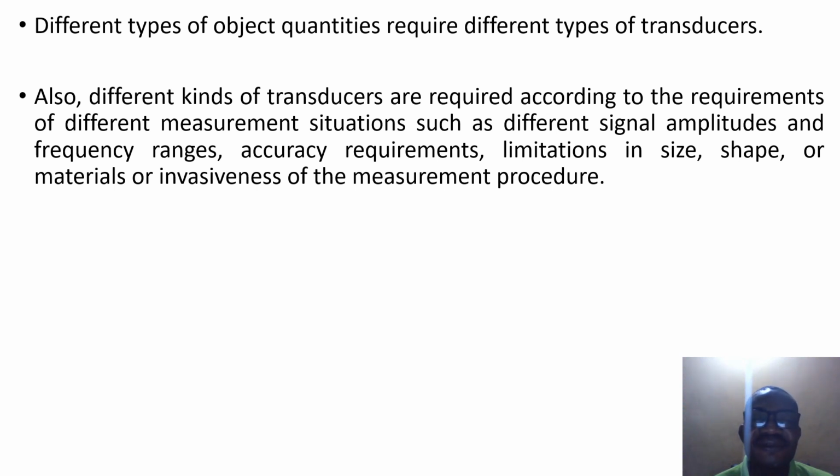Different types of object quantities require different types of transducers. So depending on the type of quantity that you want to measure, it also determines the type of transducer that is needed. Different types of transducers are also required according to the requirements of different measurement situations, such as different signal amplitudes and frequency ranges, accuracy requirements, limitations in size, shape, or materials, or invasiveness of the measurement procedure.